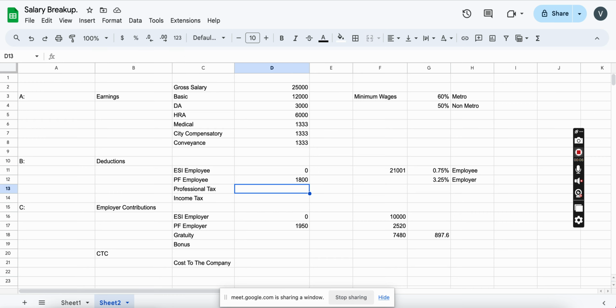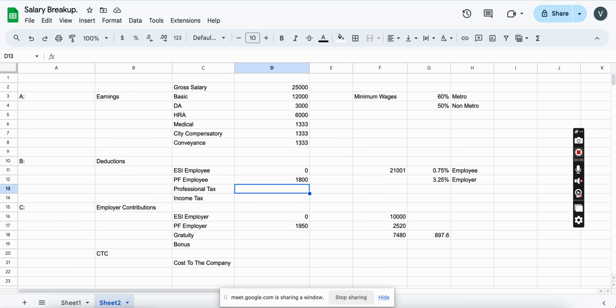Okay, now coming to professional tax. Professional tax is an easy one. Okay, professional tax is not complicated. Professional tax is again a state subject. The state government decides what the professional tax should be, and professional tax is based on the salary slab. Salary in the sense gross.